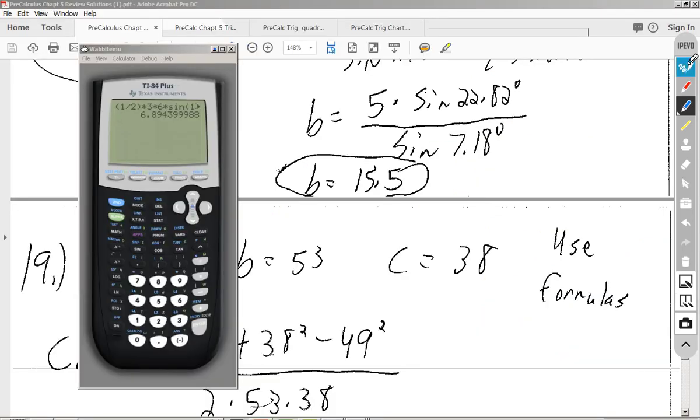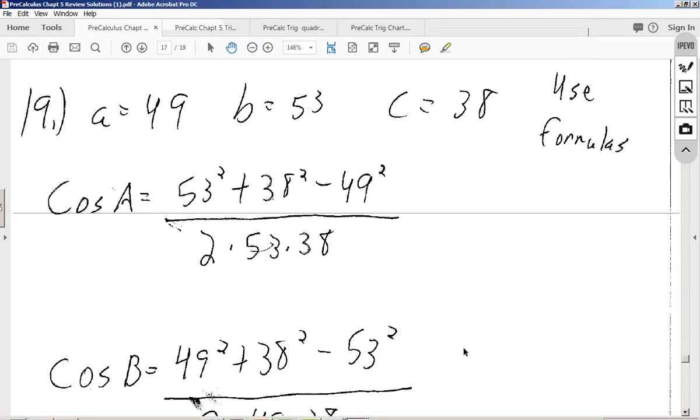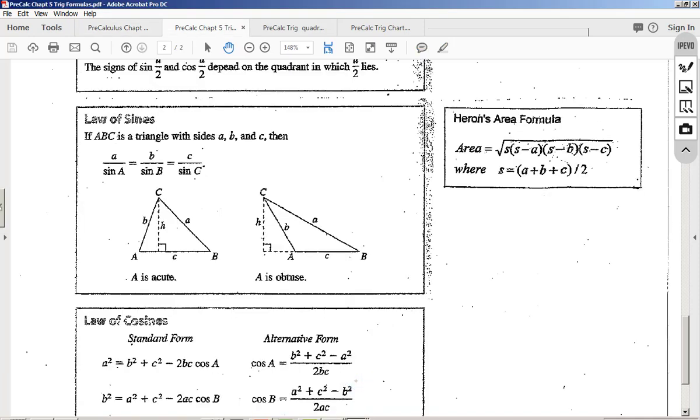Okay, on this next problem, we're taking a look at number 19. Number 19 says that we have A equals 49, B equals 53, and C equals 38. It says use the law of cosines to find the remaining sides and angles of the triangle. Remember, you've got this all written down on your formula sheet if you need to refer to it.